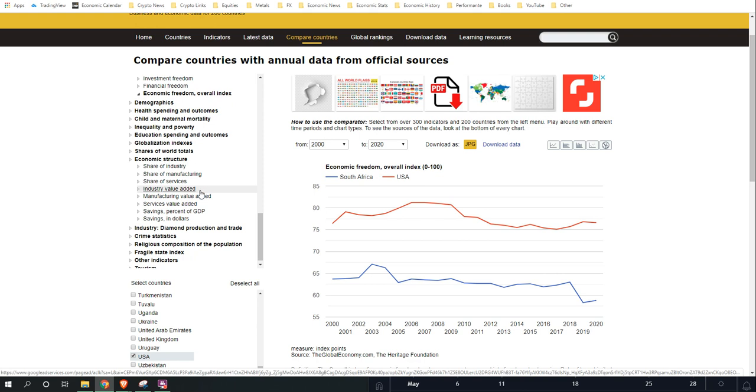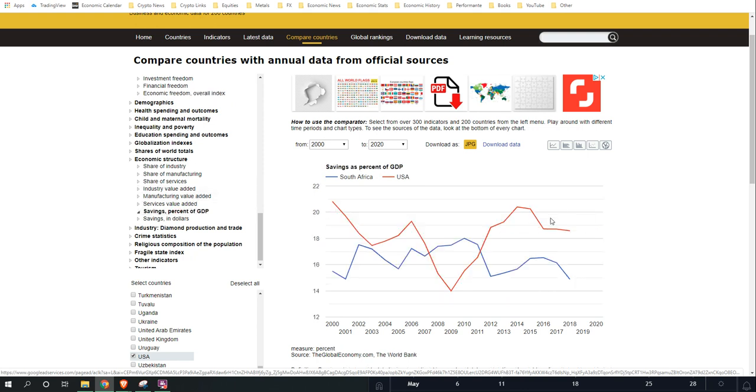Last thing we're going to be doing is the saving percent of GDP. So this, in my view, is kind of going to be the velocity of currency. I couldn't find the velocity of currency for South Africa, but we can find it within the United States. And we know that since 2000, the velocity of currency has been going down significantly for the United States, which is deflationary, which is creating a stronger dollar.